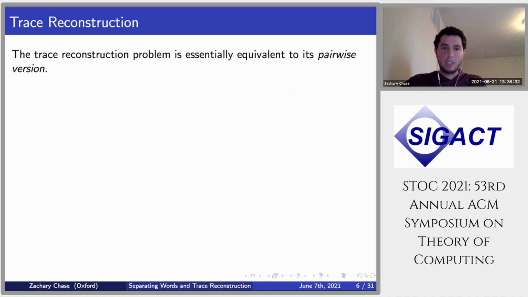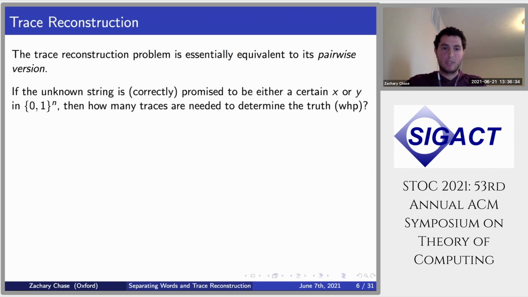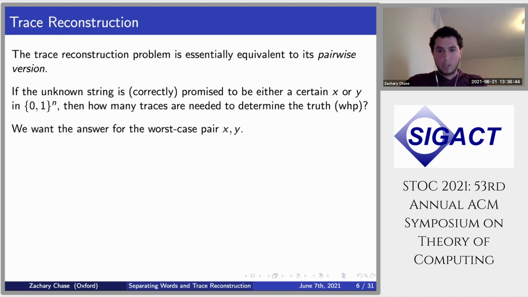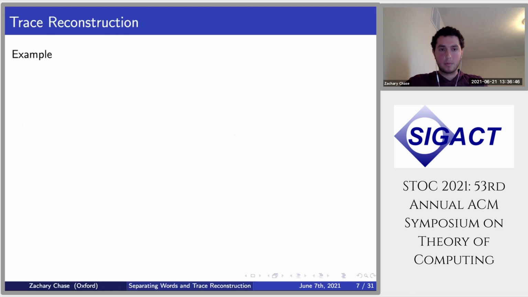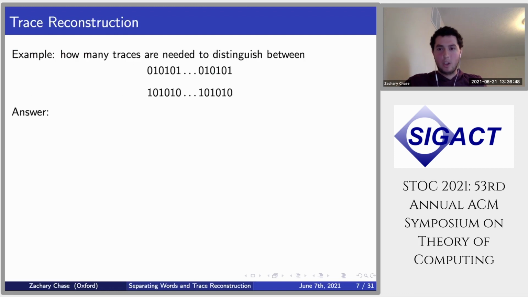Okay, and the trace reconstruction problem is essentially equivalent to its pairwise version. So if the unknown string is truthfully promised to either be a certain x or y in {0,1}^n, then how many traces are needed to determine the truth? So we want the answer for worst case pair x and y. So let's do an example. So how many traces are needed to distinguish between these 2 strings?